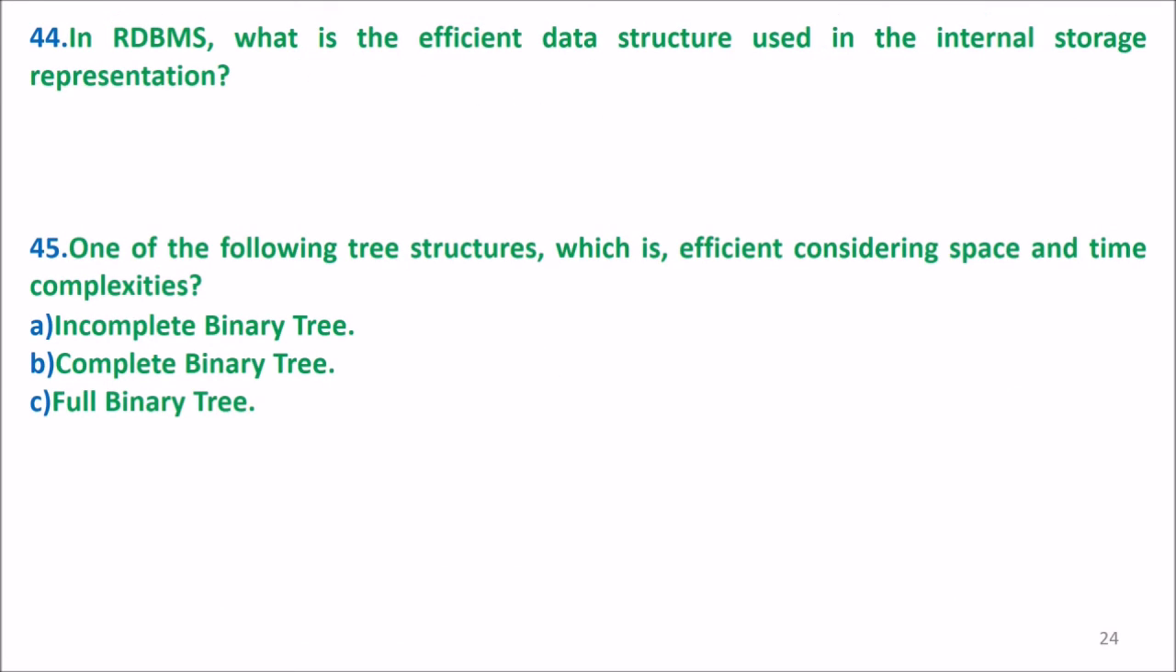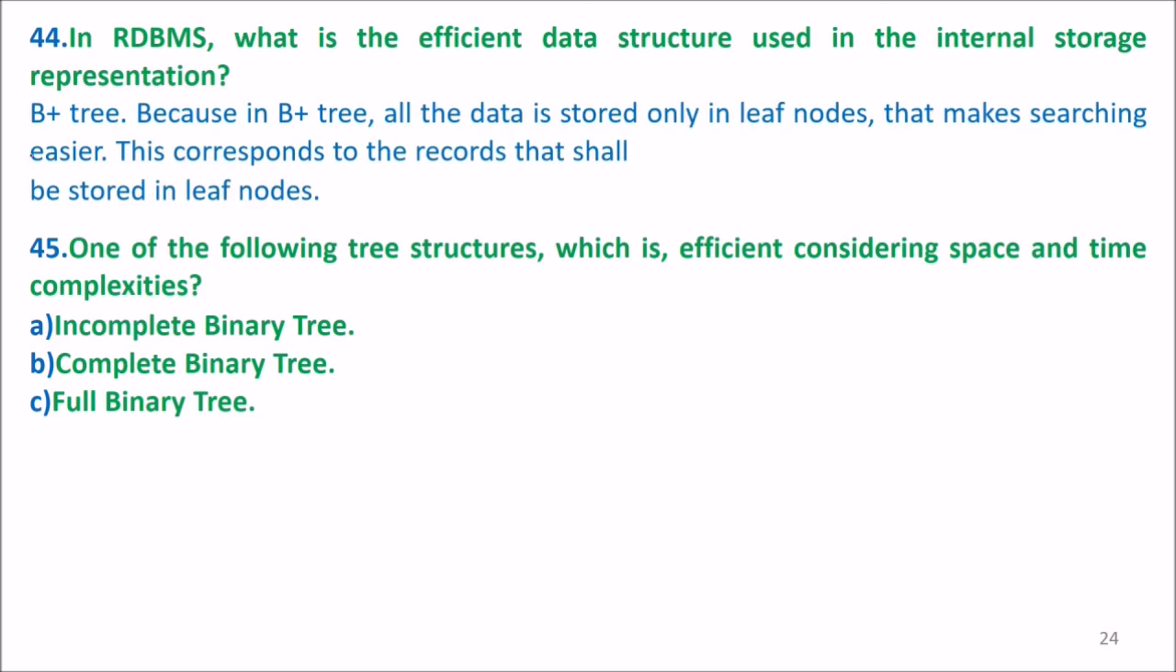In RDBMS, what is the efficient data structure used in internal storage representation? Internal storage representation, RDBMS, efficient data structure. We use the B plus tree. Why B plus tree, B tree, B plus tree? We use B plus tree because in a B plus tree, all the data is stored only in the leaf nodes. That makes searching easier.